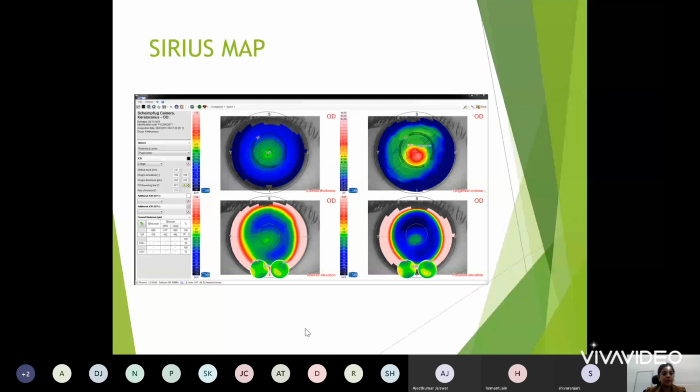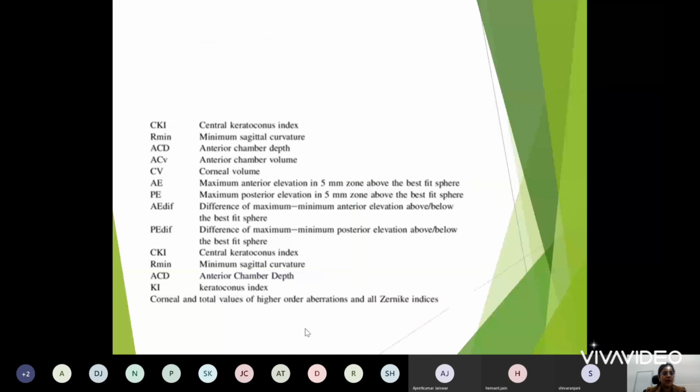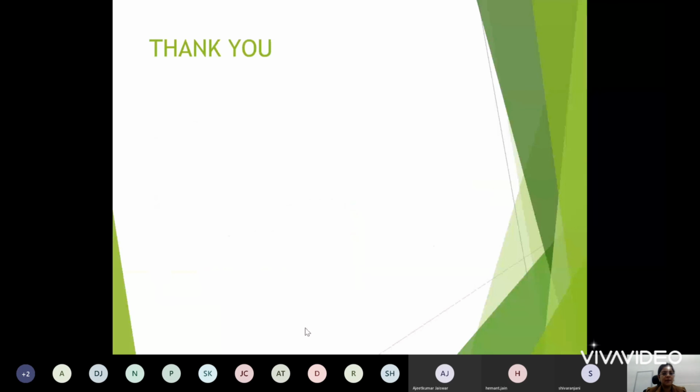So this is just a map of the series. Again, the same, if we all know. These are indices; if you want, you can quickly go through them, but we did not discuss them here. Okay, so I complete my presentation here.